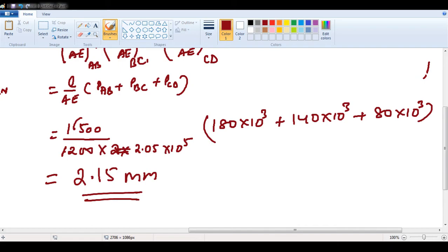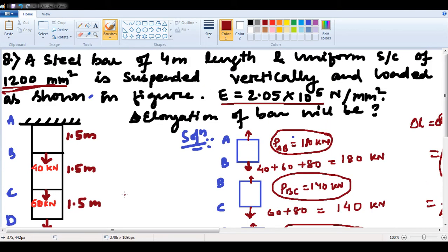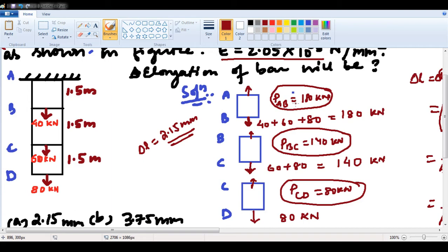So this is how we solve. The total extension over here is 2.15 mm. That is how we solve, and this is the concept over here. Clear? I hope you are understanding this. Okay, now let us go to the next question.